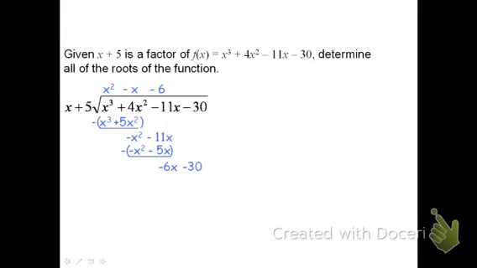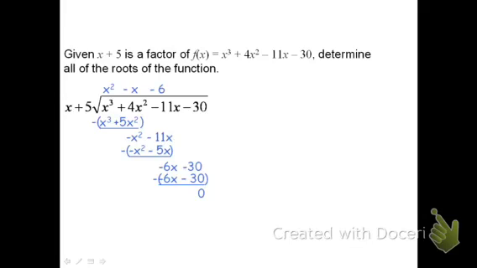I know that x times negative 6 makes negative 6x, and then I know that negative 6 times 5 is negative 30. Wrap these in parentheses, and again subtract. This becomes negative 6x plus 6x, which cancels, and negative 30 plus 30, which again cancels. If they both cancel, then the remainder now is 0. The remainder of 0 tells me that yes, x plus 5 was a factor, but I was also told that at the beginning.